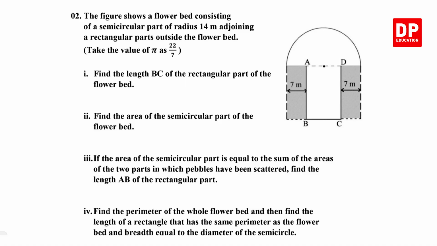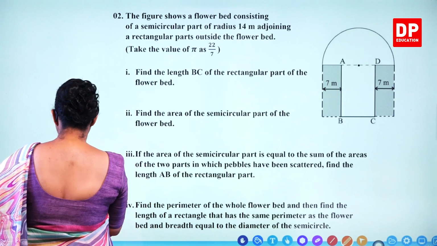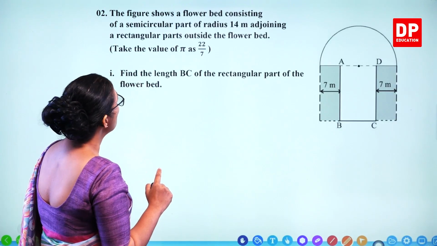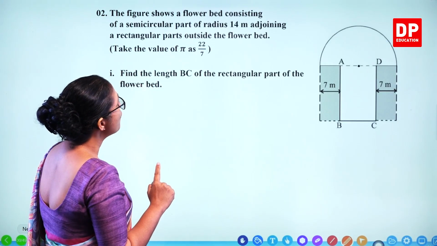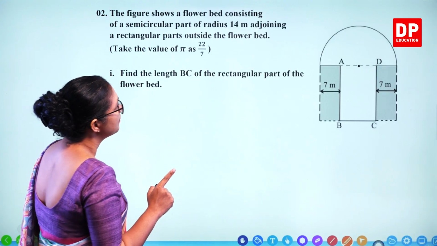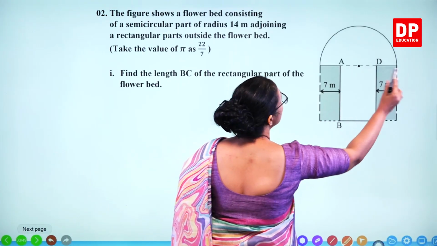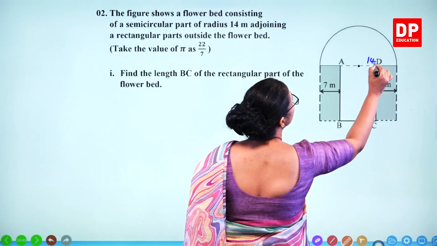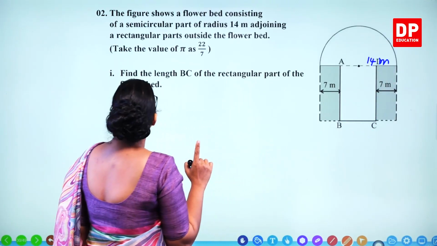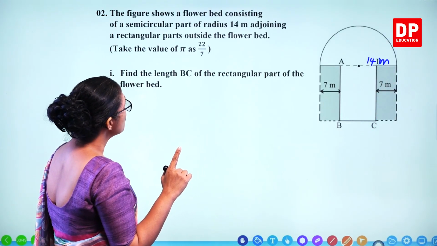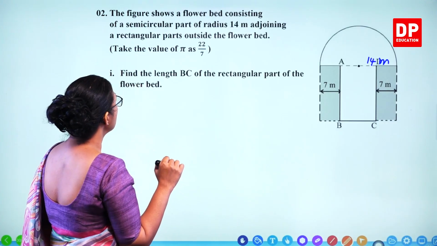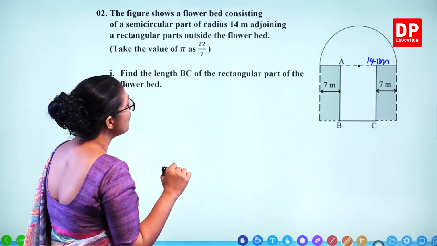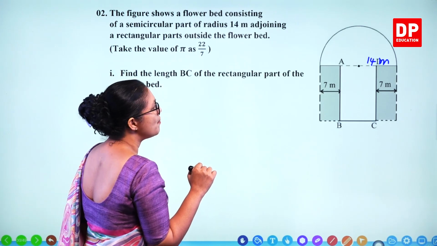Question number 2 is about area. The figure shows a flower bed consisting of a semicircular part of radius 14 meters, adjoining a rectangular part outside the flower bed. Take the value of pi as 22/7. Find the length of BC of the rectangular part of the flower bed.